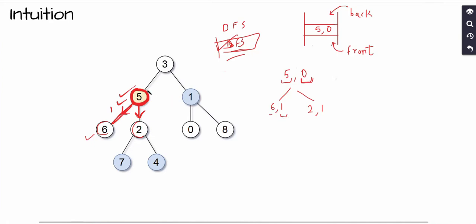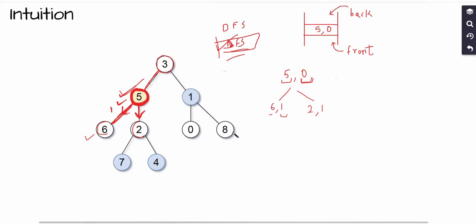But the problem is, how would I go to the parent node? Because we can see that the parent node 3 is also at a distance of 1 from this target node. So this is our first problem which arises while running this BFS algorithm. So how would I solve this problem?